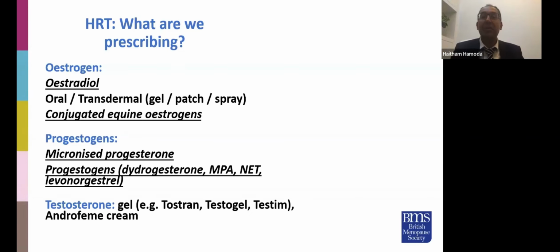So with estrogen, you could give estradiol, which is body identical, with a similar biochemical structure to what the human ovary produces, which can be in an oral preparation or transdermal, which may be gel, patch, or spray preparations. You've got conjugated equine estrogens, which we don't really use that often these days, and they're not as good as estradiol. Progestogens, you've got micronized progesterone, which is again body identical, similar to the chemical structure of the progesterone produced from the human ovary, but we've got the synthetic progestogens, again different preparations. And testosterone gel preparations are often used off license, because we haven't got a preparation licensed for female use, but we've got gel preparations that can be used in this context.